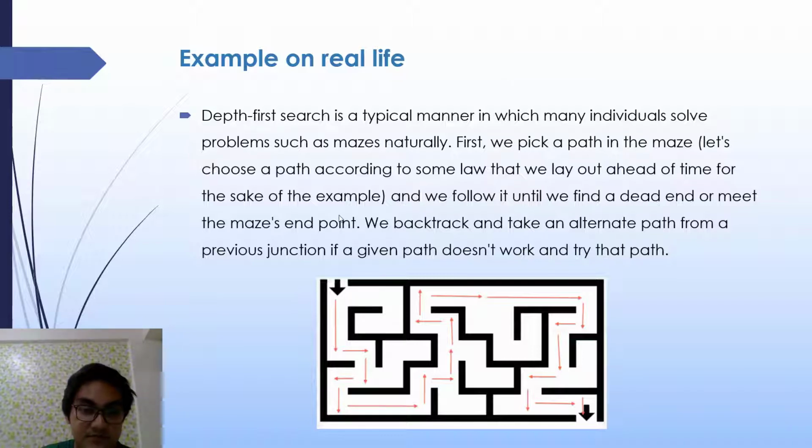Basically, first we start at this point, then we go to this point and go to this point. When this junction is closed, then we backtrack and go to this path. Then we come to that path. When this junction is also closed, then we backtrack, and it will continue until we reach the end of the maze. So this is the real life example for depth first search.